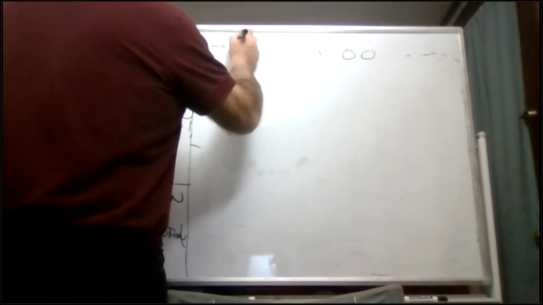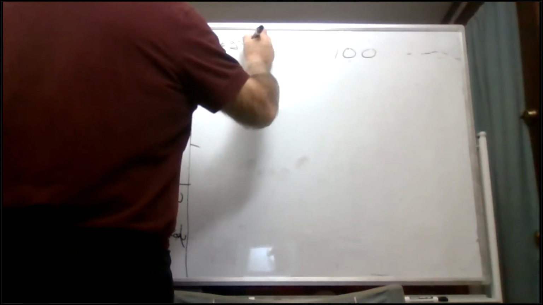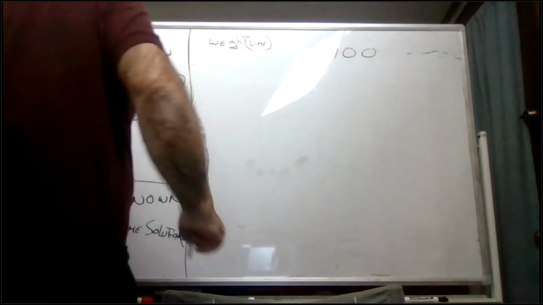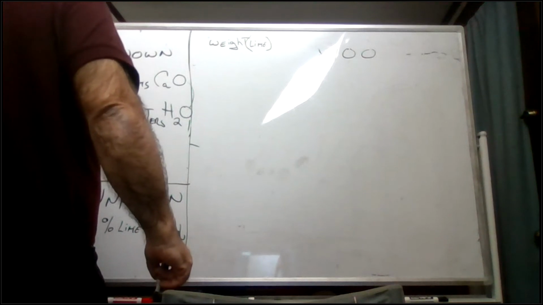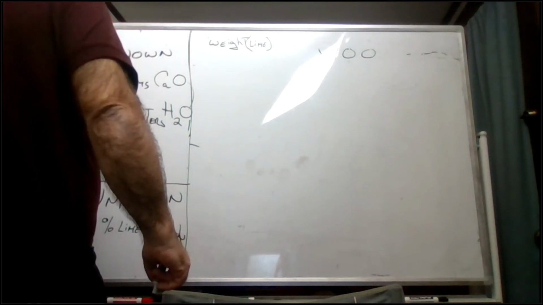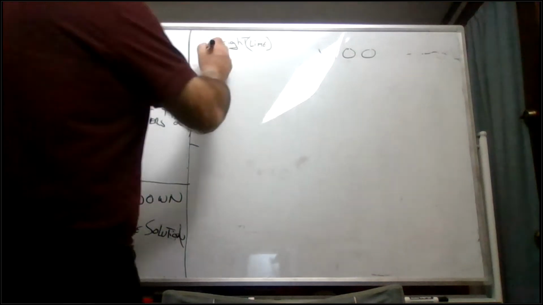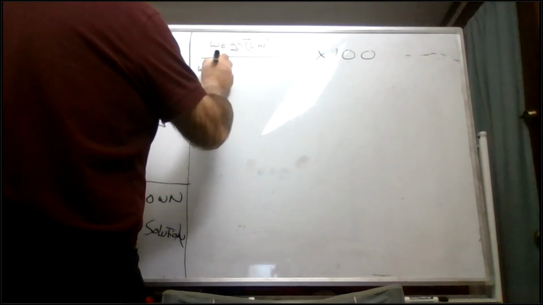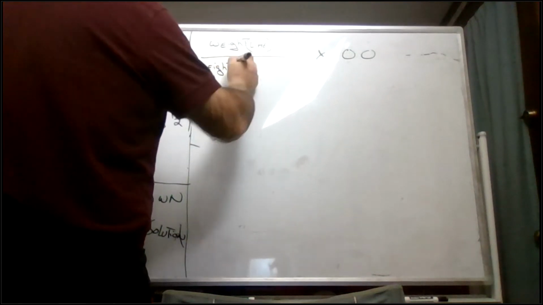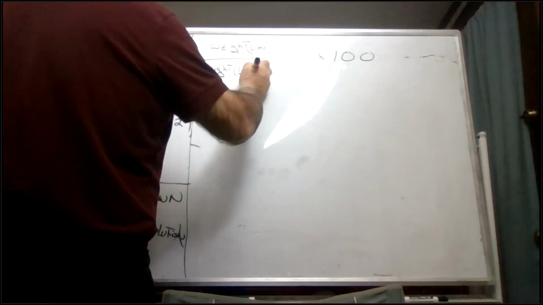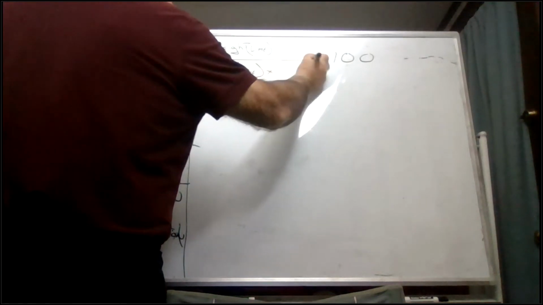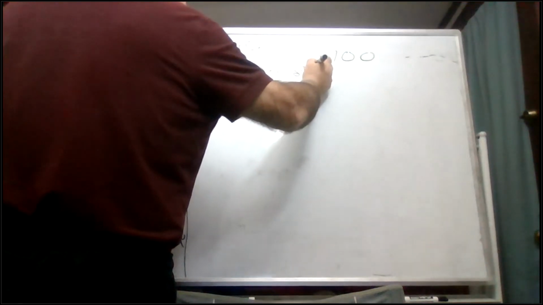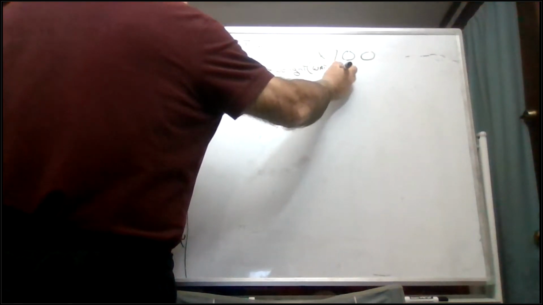So it's the weight of lime. All right, that's the weight of lime over, and this is where people mess up, the weight of lime multiplied by the weight of water. Did you catch that?